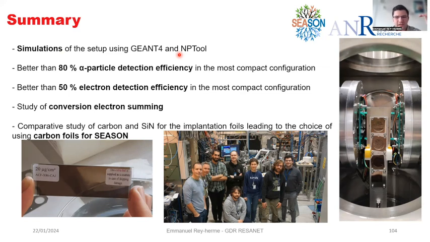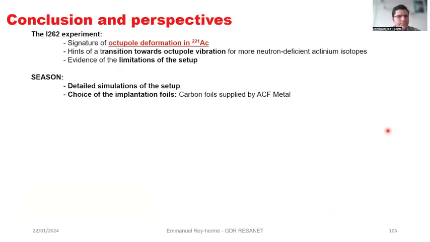And I did not detail it, but I made a study of conversion electron summing. And I also performed a comparative study of carbon and silicon nitride foils for the implantation foils. And this led to the choice of the use of carbon foil for SEASON. And those foils were used in October 2022 in an experiment at IGISOL, where we performed a similar experiment as the I262. And we used those carbon foils, implantation foils, mounted on a ladder, and the foil behaved very well.